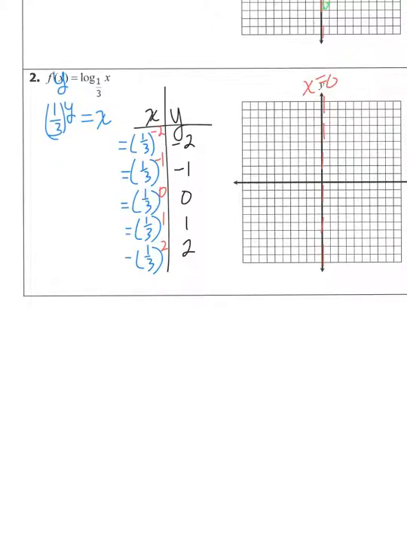I'm kind of going backwards. Okay. So 1/3 to the negative 2 is equal to 9. 1/3 to the negative 1 is positive 3. 1/3 to the 0 is 1. 1/3 to the first is 0.3. And 1/3 to the second is 0.1. So I'm going to plot these points. So to the right 9 and down 2.